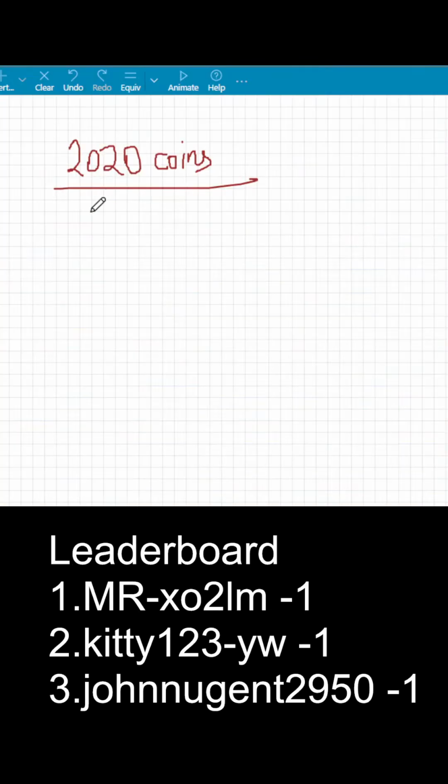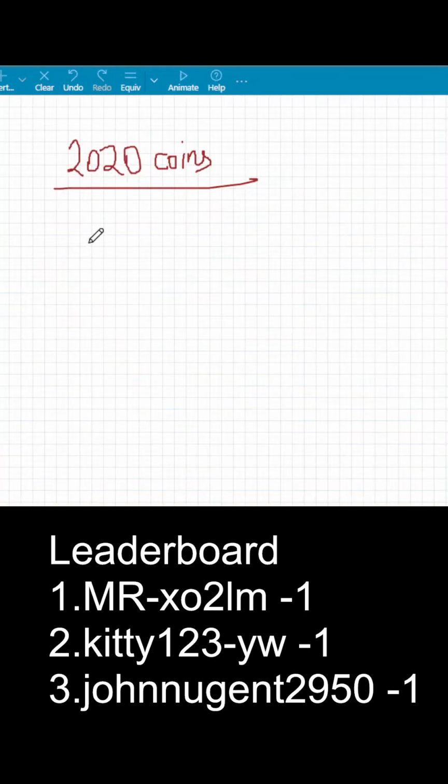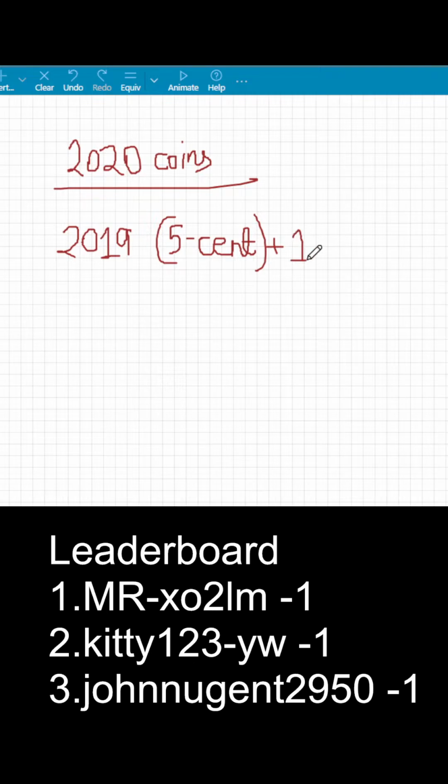So when will he have the maximum amount? That will be possible when he has all 5 cent coins, but the requirement is that he has to have at least one 1 cent coin and some 5 cent coins. So you can keep one 1 cent coin and the rest can be 5 cent coins, and that will maximize the amount he has. That case will be 2019 5 cent coins and, since he is required to have some 1 cent coins, one 1 cent coin.